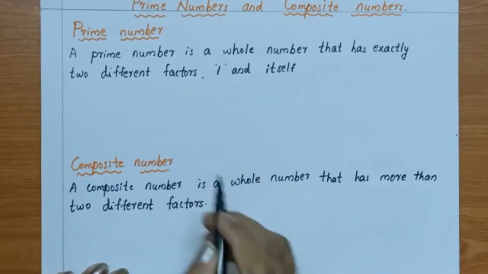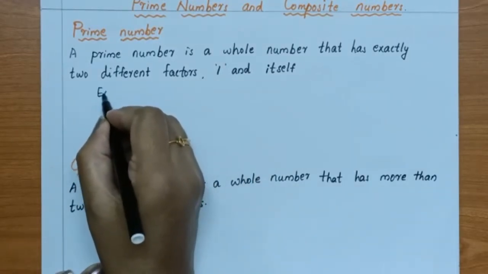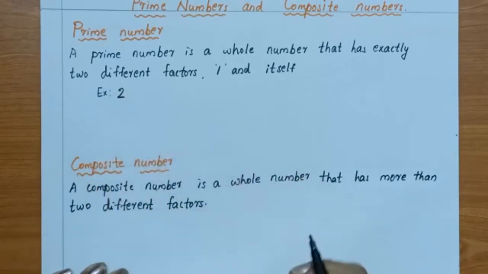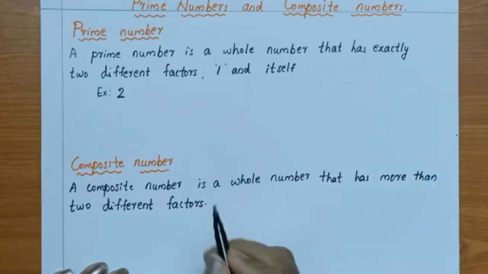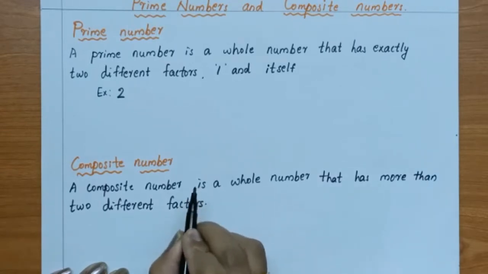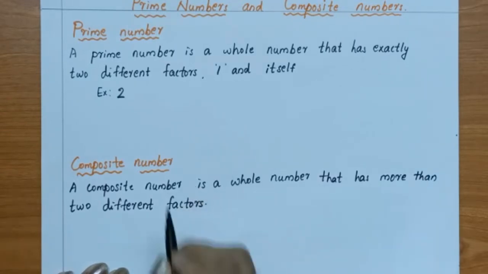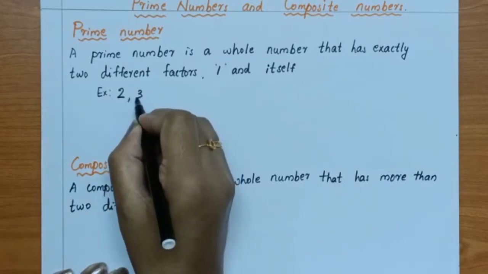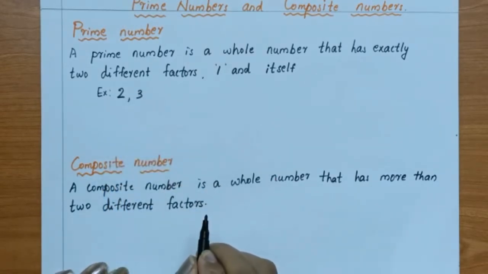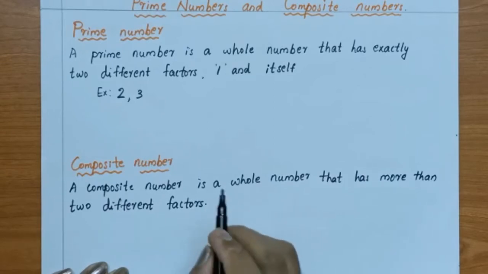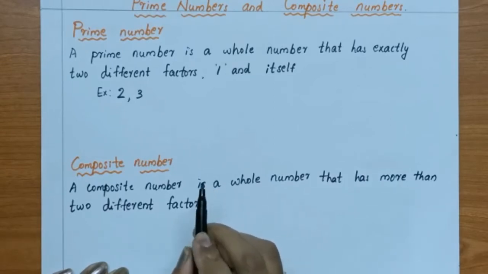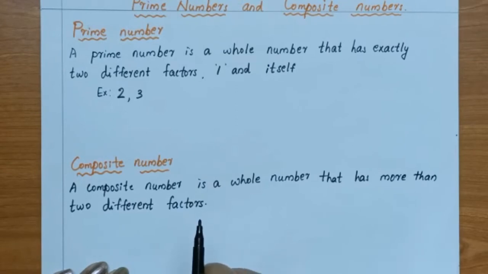For example, 2. 2 is a prime number because 2 we can see only in table 2. So the factors of 2 are 1 and 2. Then 3. 3 is also a prime number because 3 also we can see only in table 3. That means 3 is a prime number.